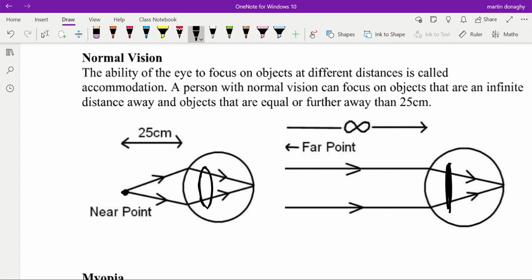So, just practice it. Look at your hand close up, then look at a far away object, hand close up, far away object. Without even thinking about it, you're changing the shape of the lens in your eye. You do it completely and utterly automatically. But that's what you're doing.